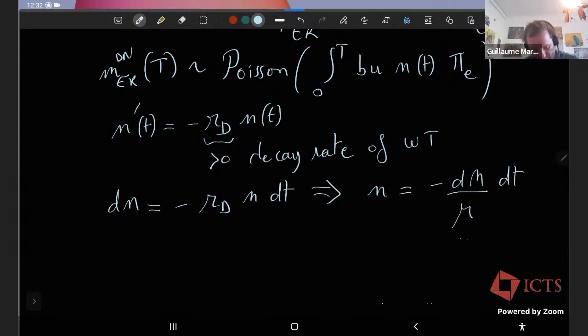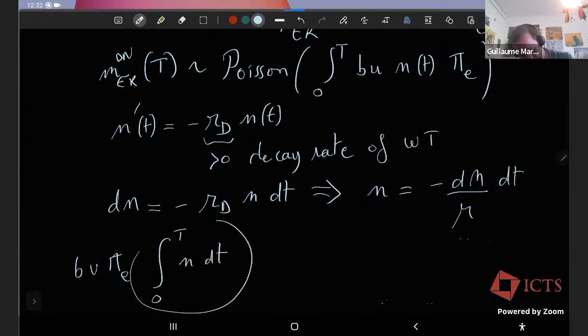And that means that your integral, so you have b, u, pe, they are in factor, because pe again doesn't depend on time. It's a property of the genotype, and it's an infinite time limit, so it's a constant with respect to time. And you want to compute this integral. In fact, you can write it, so n dt.